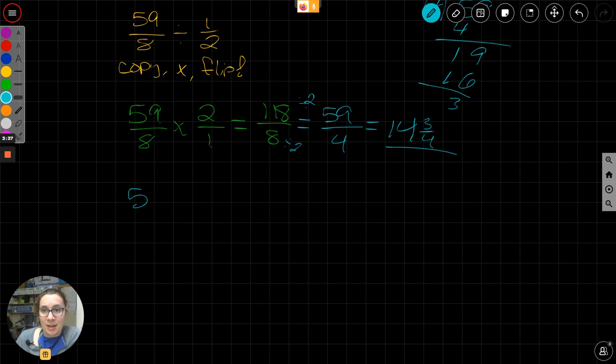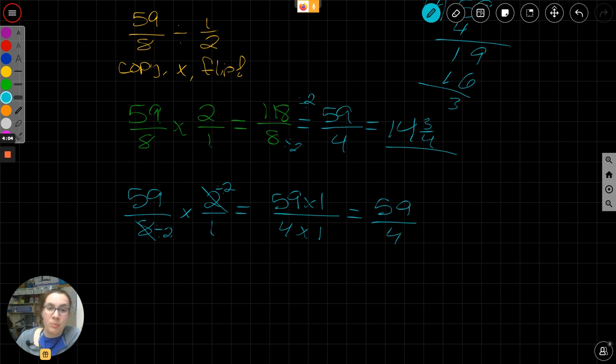And again, if I did not want to go through the process of this complicated simplifying, I could do it this way. 59 over 8 times 2 over 1. What do 2 and 8 have in common? Well, they have 2. So I can divide both of these by 2. And then I'll have 59 times 1 over 4 times 1, which equals 59 divided by 4, which is the same thing. You'll get the same thing here. And you'll still have to do this division up here, but you won't have to do this step, finding the first common factor. You'll be able to see the common factor here instead.